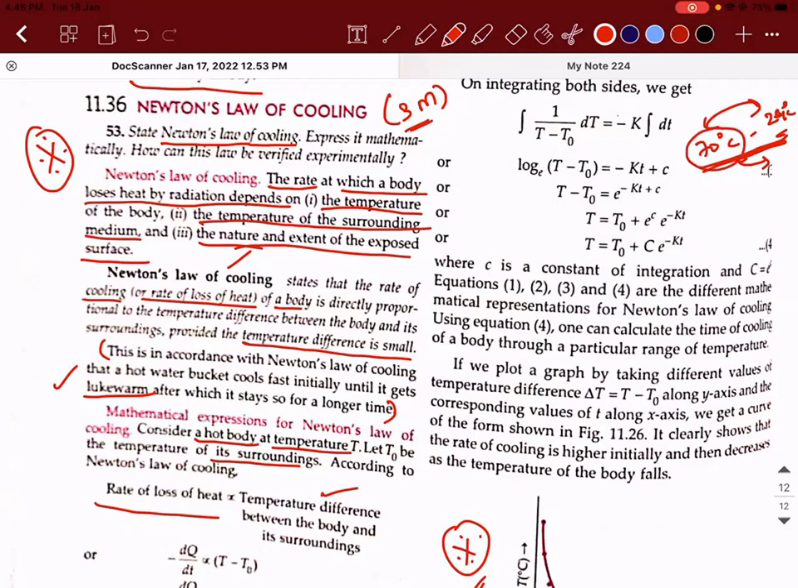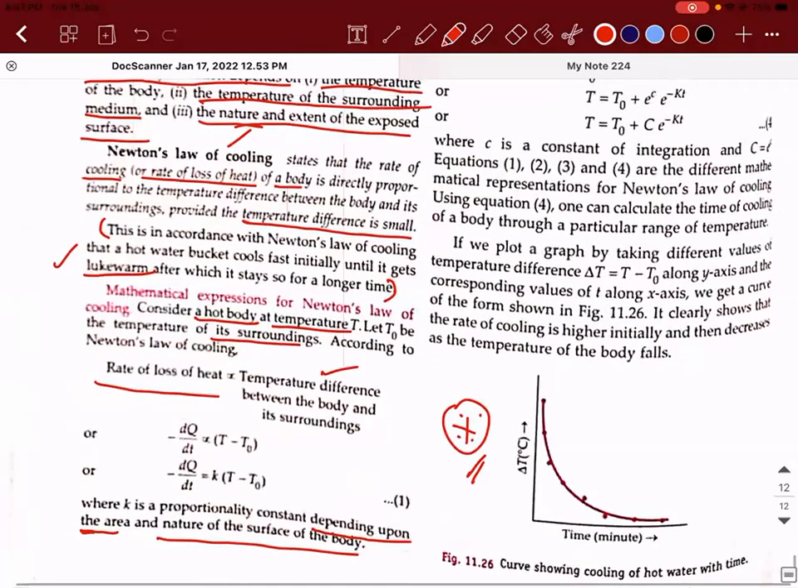The temperature of the body should have a small difference between the object's temperature and the surrounding itself. Are you able to understand? Yes, sir. So this is what happens.